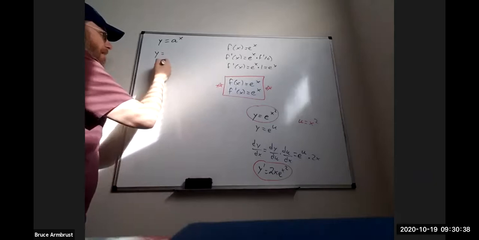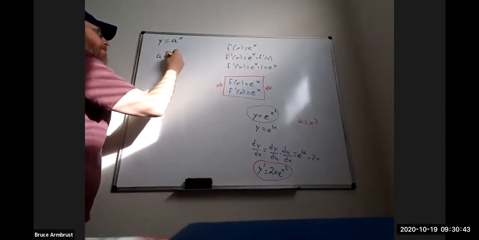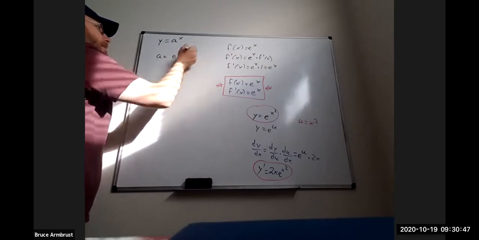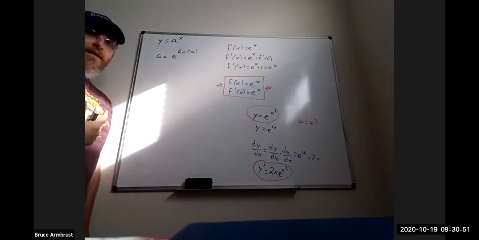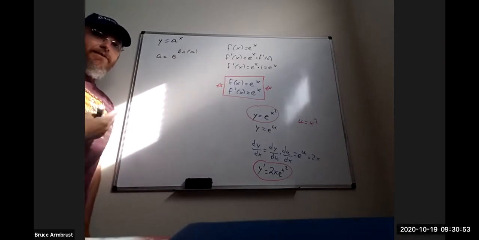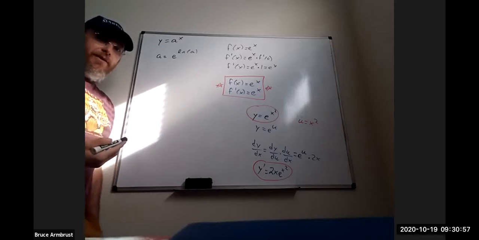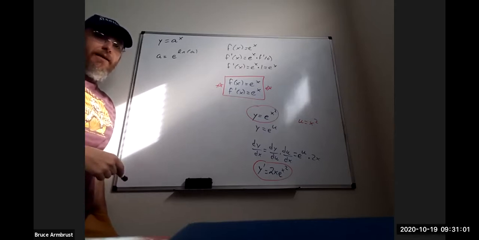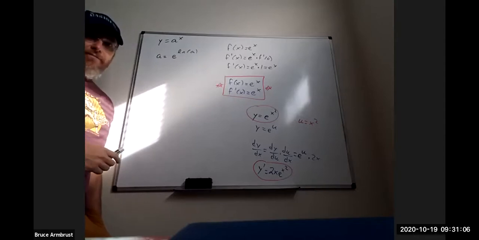So a, we want to think about it this way. a is equal to e to the natural log of a. Natural log is the logarithmic function that goes with e to the x. Logarithmic functions are the inverses of e to the x. Remember we talked about that? So e to the natural log of a just equals a.